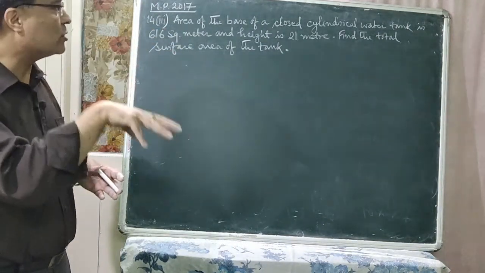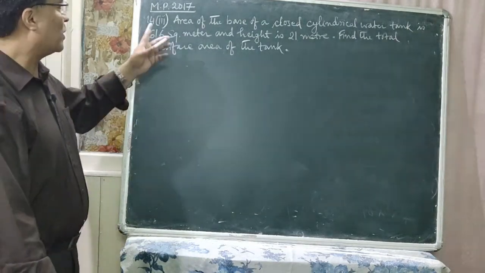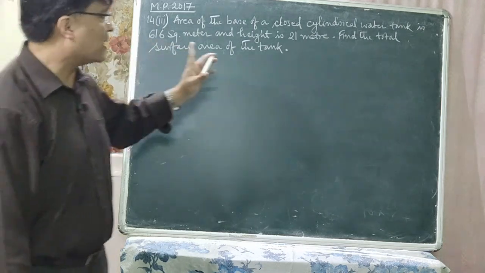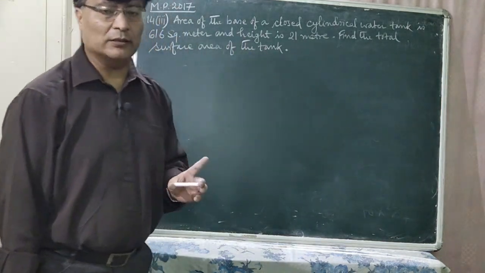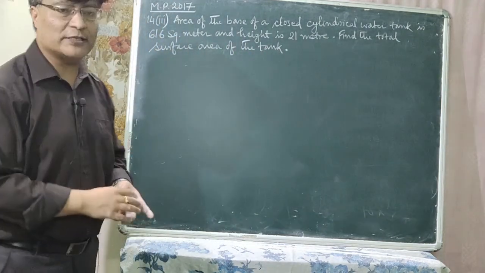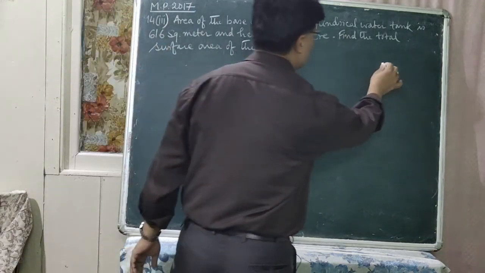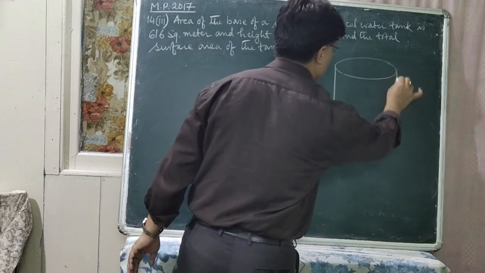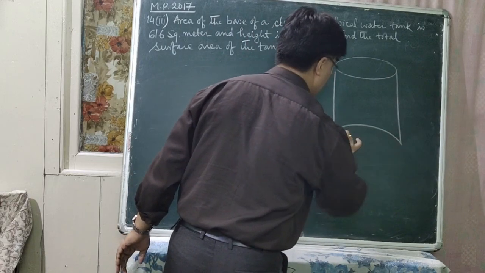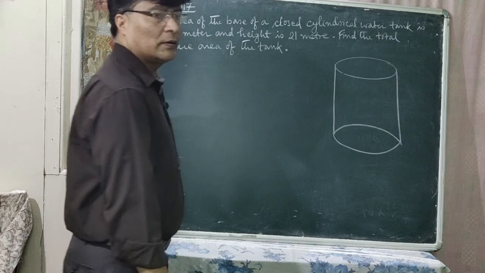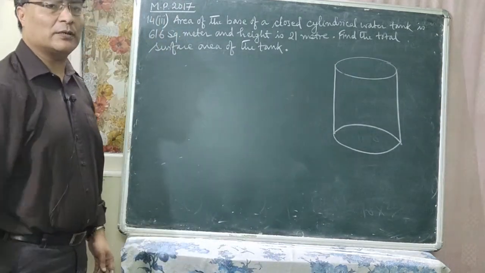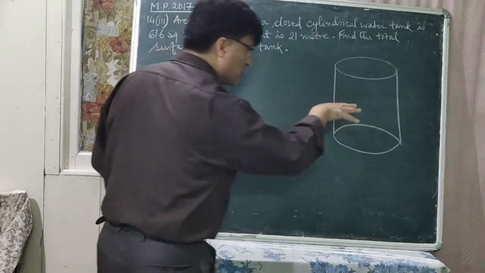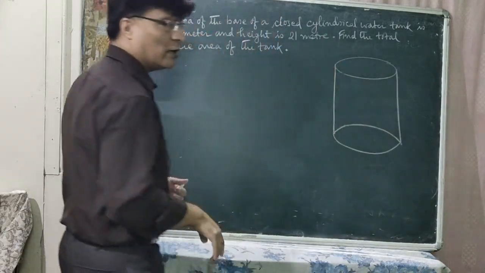So it is a closed cylindrical water tank. What is the area of the base? It is 616 square meter. And what is its height? Height is 21 meter. So you have to find out the total surface area of the tank. That means if you draw the tank like this, cylinder type. So what is the total surface area of the water tank? It is area of the curved surface plus area of the lower portion plus area of the upper portion.